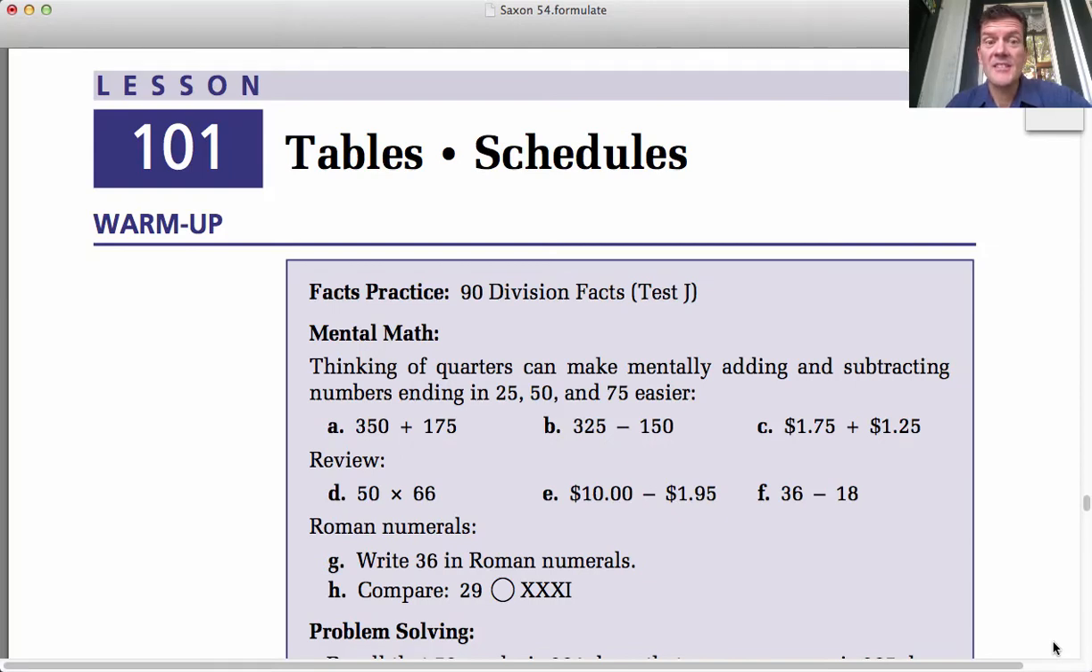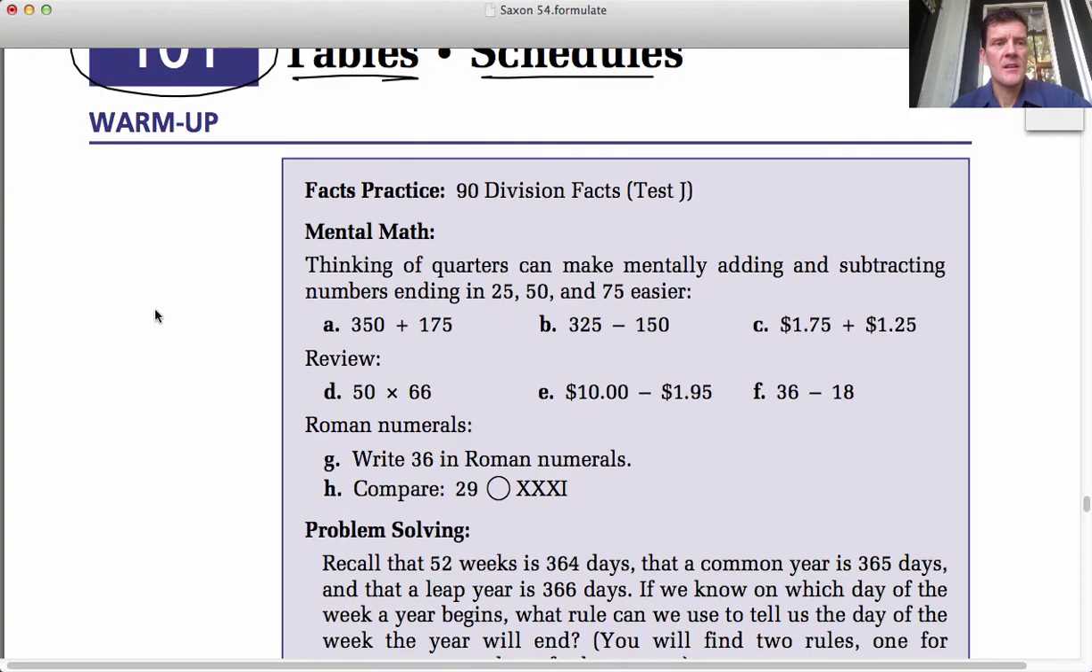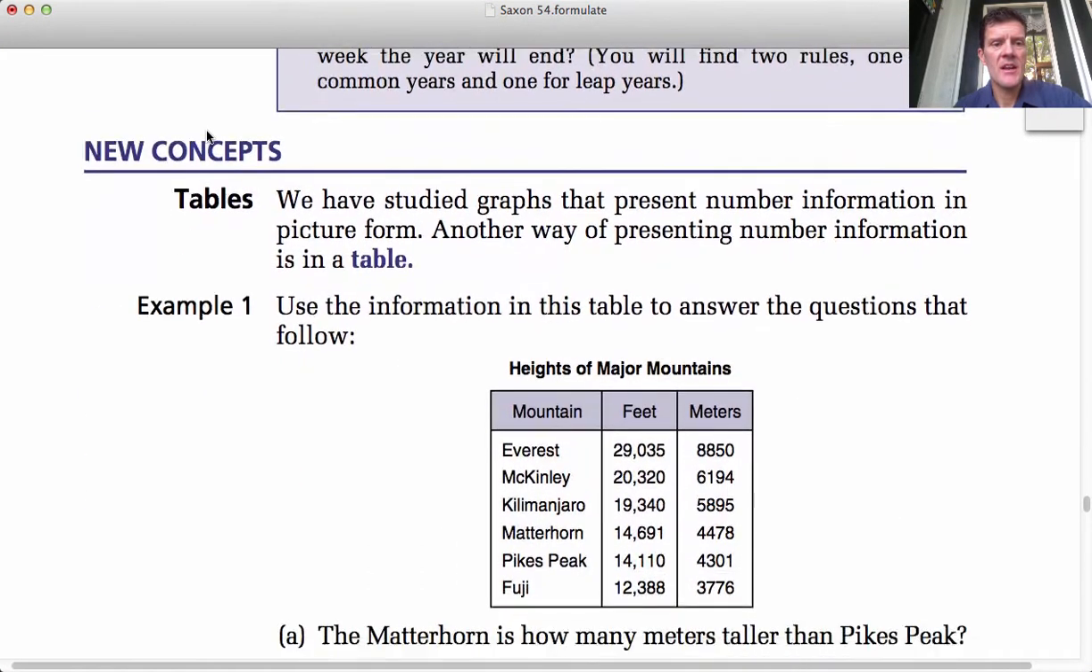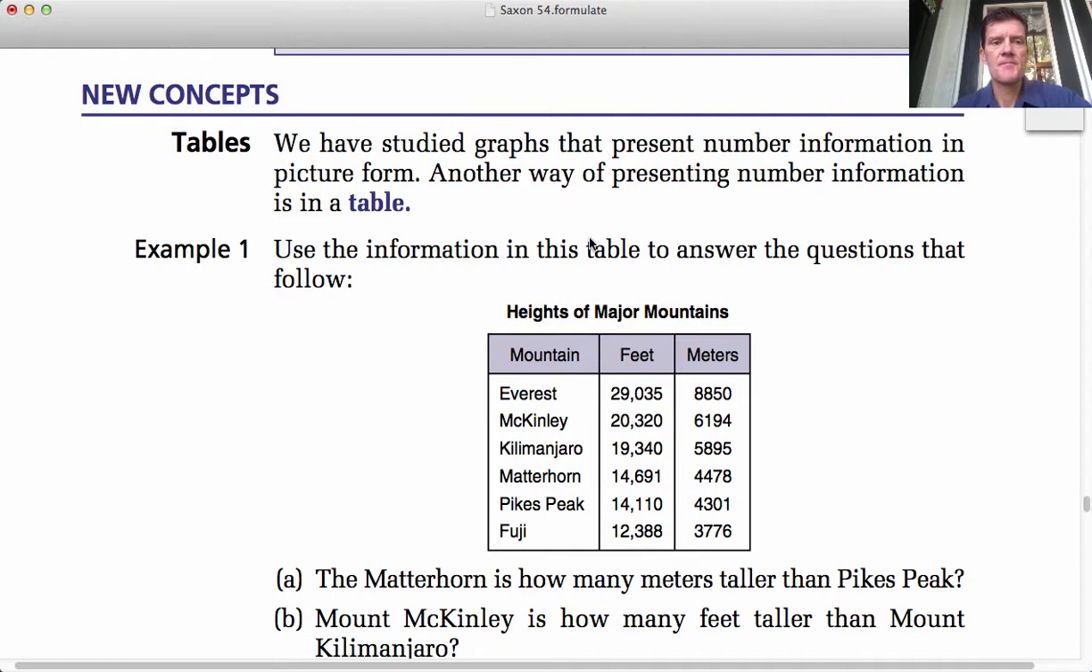Alright, let's look at the lesson here in Saxon Math 54 on tables and schedules. This is lesson 101. We're making progress here. After you've done the warm-up, let's come down here and look at today's new concepts.